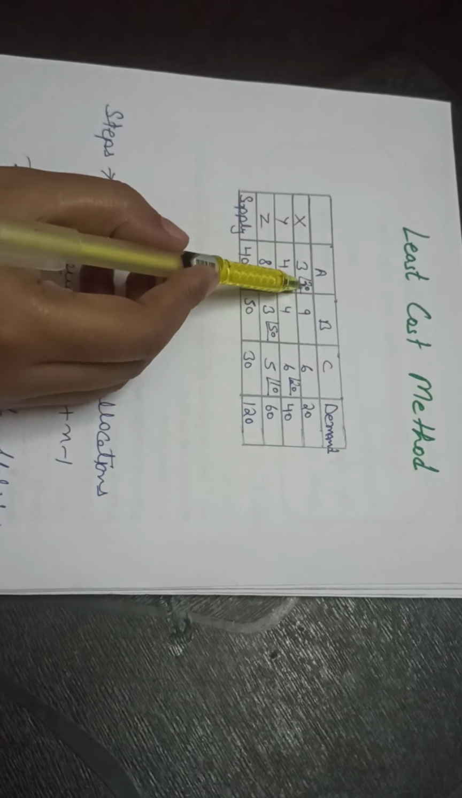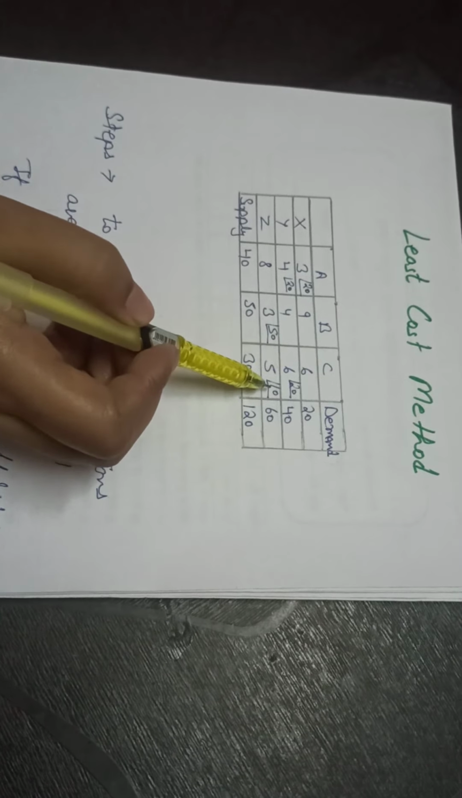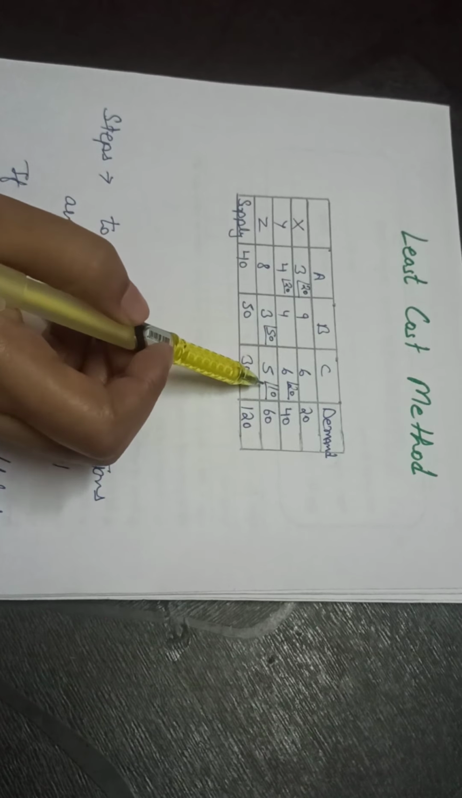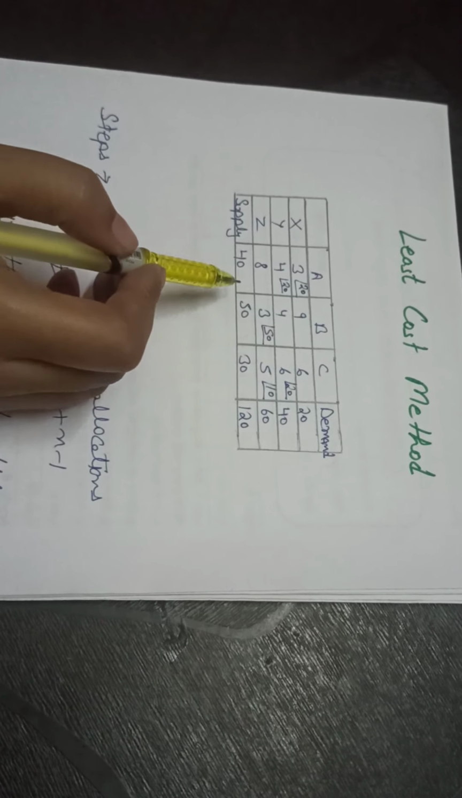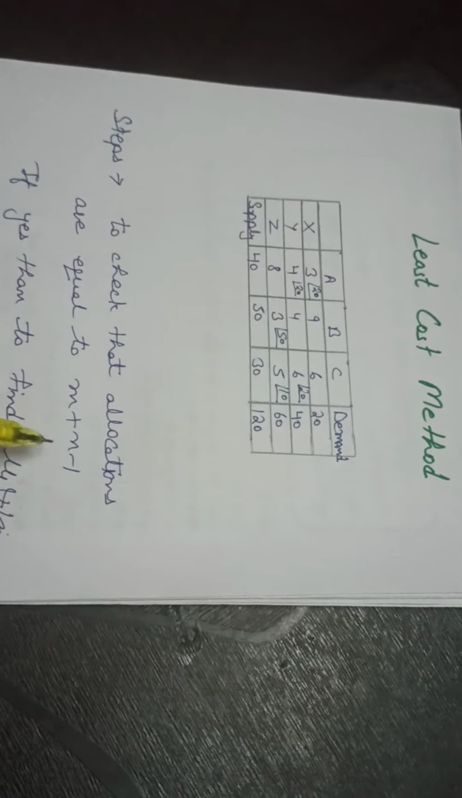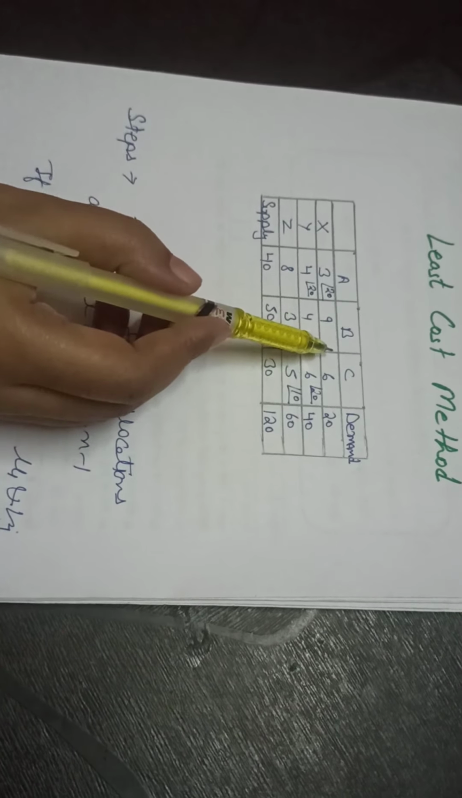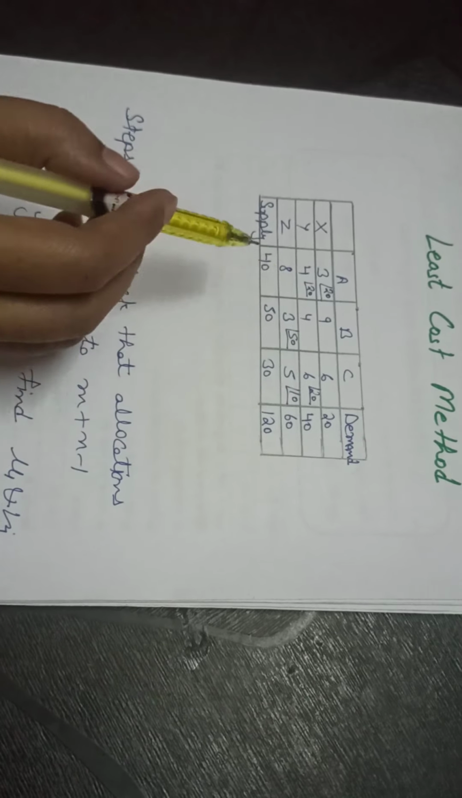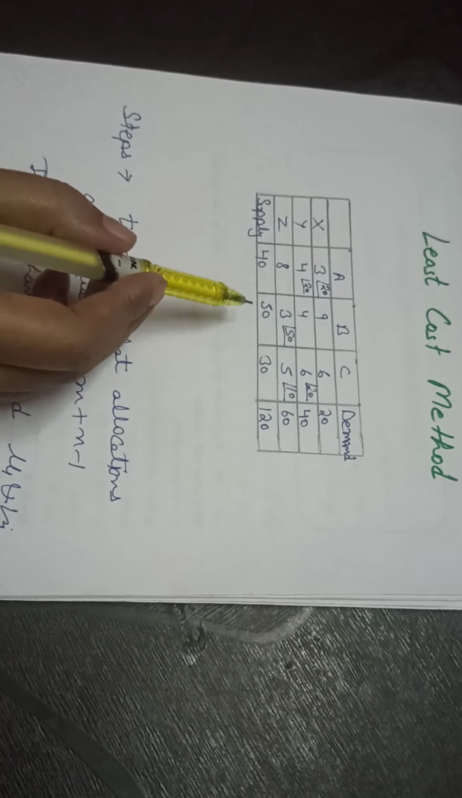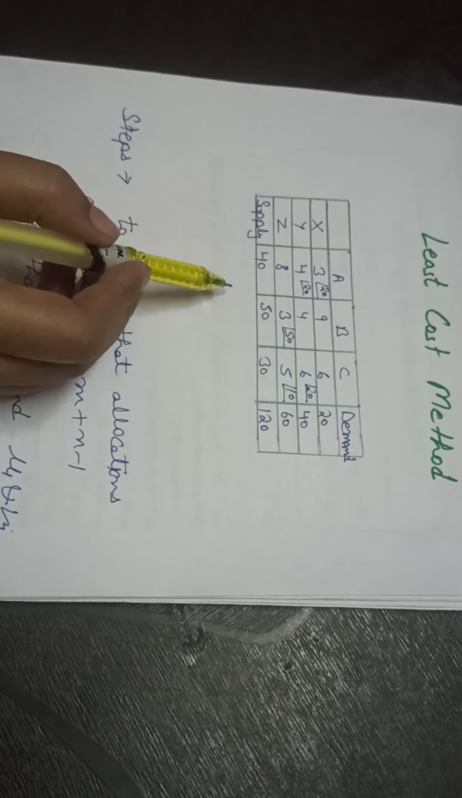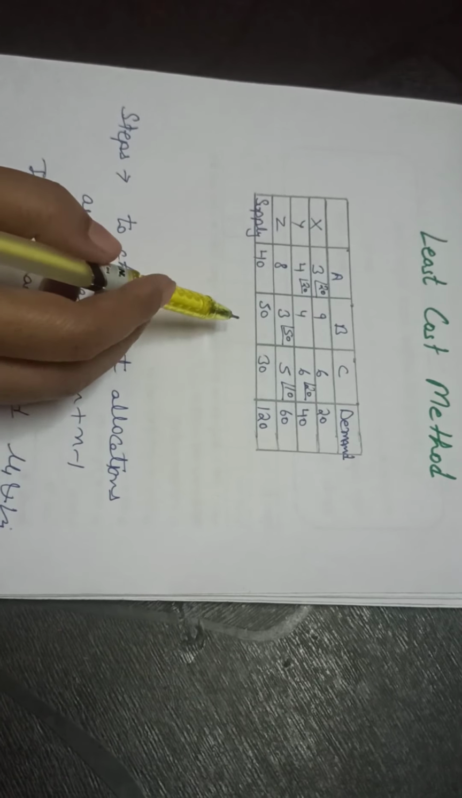Now we will check the number of allocations. In this we have 1, 2, 3, 4, 5. We have number of allocations 5, which is equal to m plus n minus 1. We have 3 rows and 3 columns, so m plus n minus 1 is equal to 3 plus 3 minus 1, which is 5. So we can move to our next step. Our next step is to find UV values.